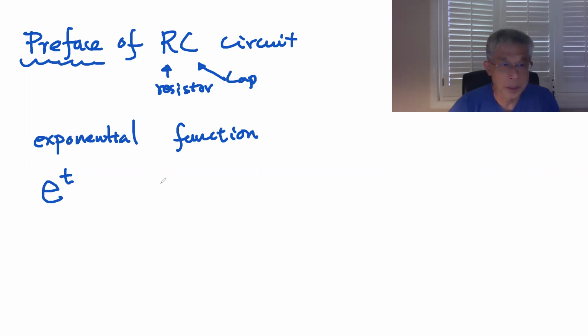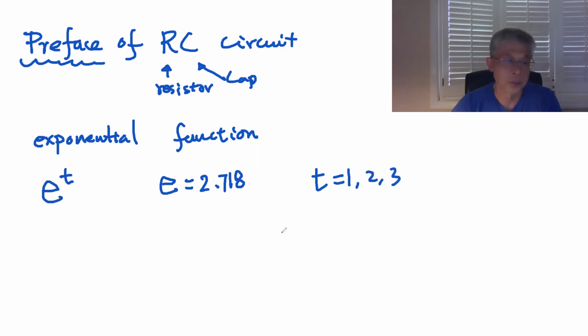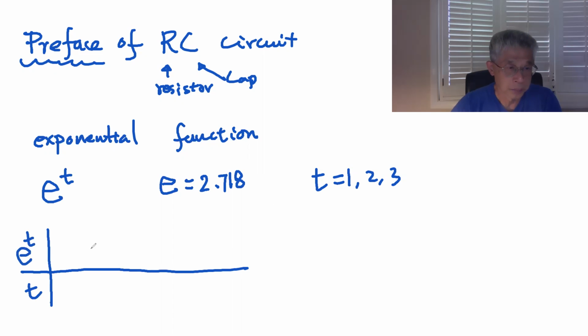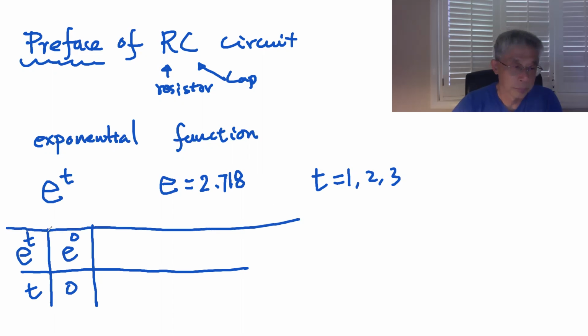So E is equal to 2.718, right, in value. So T, I'm gonna try the T is equal to 1, 2, 3, okay? So I'm gonna plot that. So I give the value first, ET and T. So when T equal to 0, then this is E0, right? So E0, which is equal to 1. Okay, so this is equal to 1. Okay, I'm just going to compute the value of this. So this is also ET.